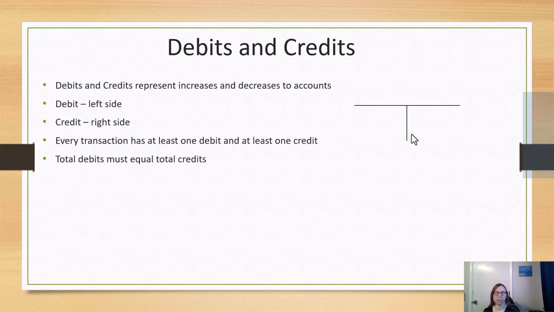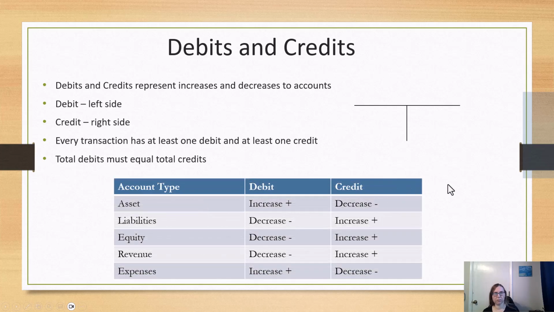and you put debits and credits on either side and then get the ending balance at the bottom. So I'm not going to go into that much detail, but just know that debits and credits represent increases and decreases to accounts. And then every transaction is going to have at least one debit and at least one credit, and your total debits must equal your total credits in the end. So every entry that you make, your debits and credits need to equal. And that's just so things are in balance.